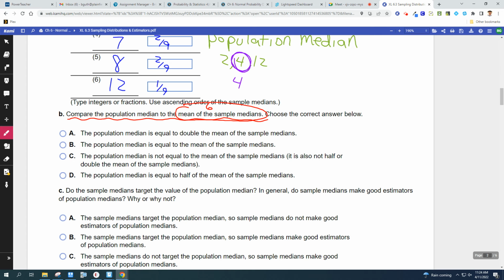Population median is double. Nope. Population median is equal. Yeah, I think that's it. Oh wait, no, it's not equal. Duh. Not equal. Population median is not equal to the mean of the sample medians. It is also not half or double. Population median is equal to half the mean. No. Okay.